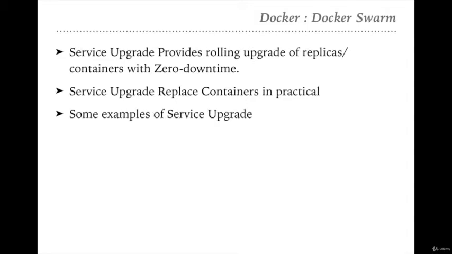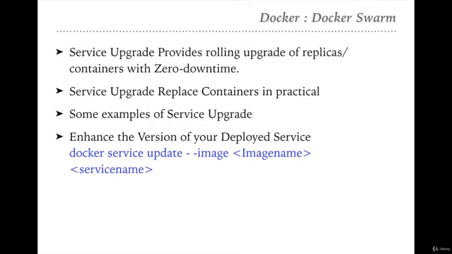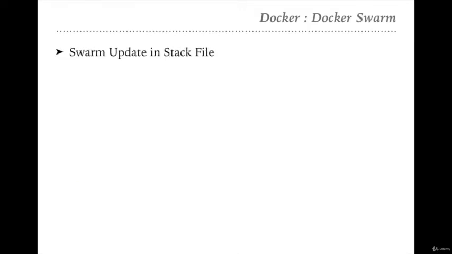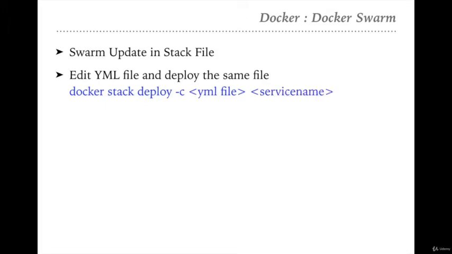Let's talk about an example of the service upgrade. Suppose you want to enhance the version of your service. As we have already discussed, XYZ service was running on 5.5 and we want to upgrade it to 5.6. So we simply update the service by the command docker service update --image, then the image name and the service name. Suppose we want to update the complete stack. When we say we are updating, it means a service or a stack is already running, and we are just adding some configuration or some more code, updating the build in that running stack or service, right?